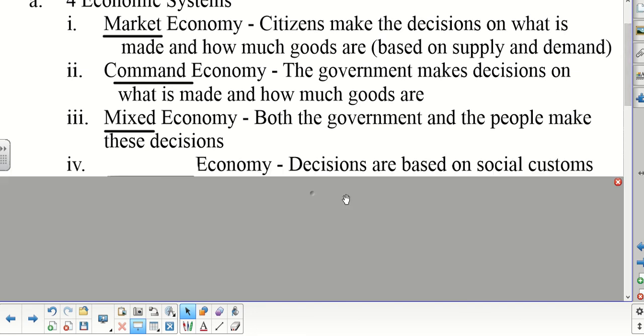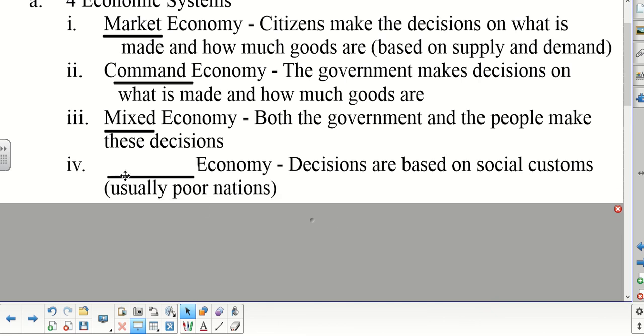And then finally, our fourth type of economy, and our last note for today, is a traditional economy. Now, a traditional economy is an economy where things are based on social customs. These tend to be nations that are a little bit poorer. People make what they make because they've always made them.